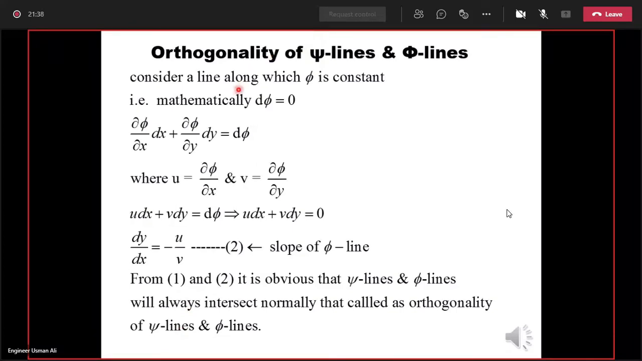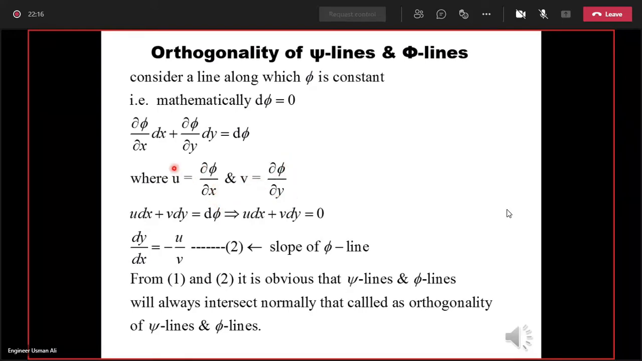Now consider a line along which phi is constant, that is called the equipotential line. So mathematically we can write d phi is equal to 0. That is, the differential of phi is 0. There is no change in phi along an equipotential line. So the differential of phi is partial phi over partial x into dx plus partial phi over partial y into dy, where we know mathematically how to define the velocity potential function in terms of u and v. u is partial phi over partial x and v is partial phi over partial y.